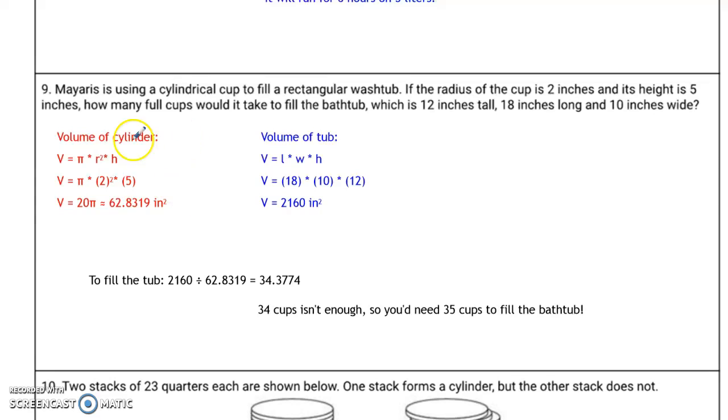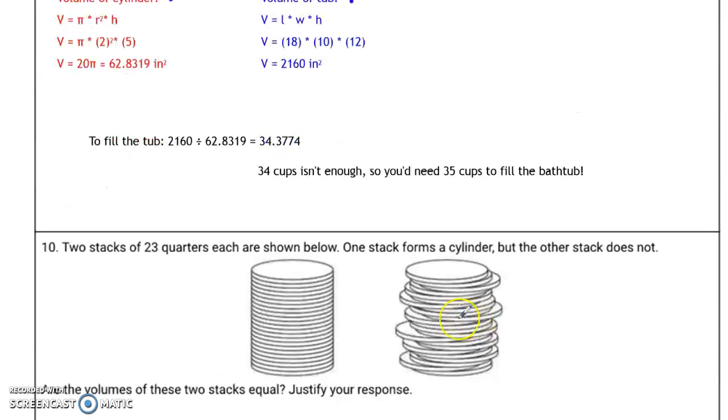For question number 9, you found the volume of the cylinder, you found the volume of the tub, and you divided to figure out how many cups fit into the tub. I would pour 34.3774 cups in order to fill it. Well, if I only pour in 34, that's not enough because I need 0.3774 more, so I can't fill up the cup halfway. I need 35 cups.